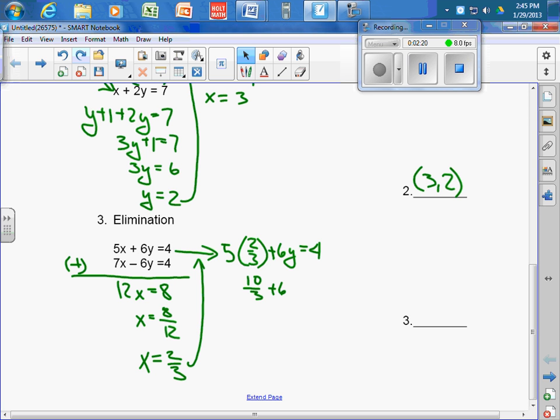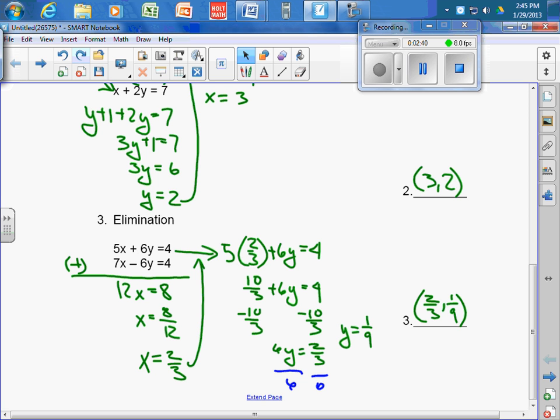You're going to get 10/3 plus 6y is equal to 4. You're still going to subtract 10/3 from both sides and get 6y is equal to 2/3. Actually, you're going to take both sides and divide by 6, and you get y is equal to 1/9. So you have the point 2/3, 1/9.